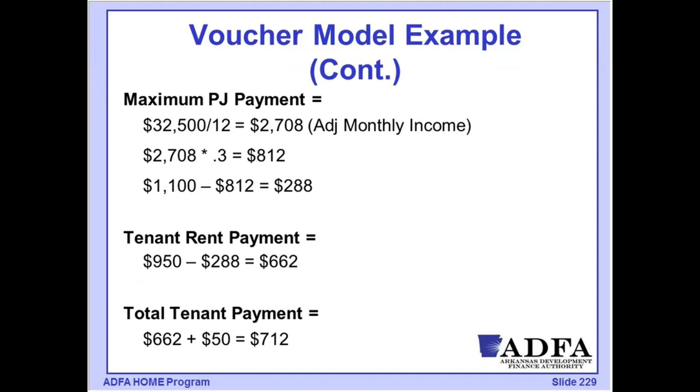Our payment standard was $1,100. They can afford to pay $812. So the difference, the subsidy that's needed, is $288.